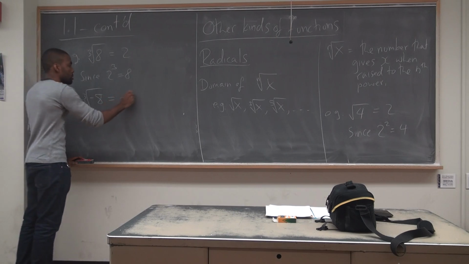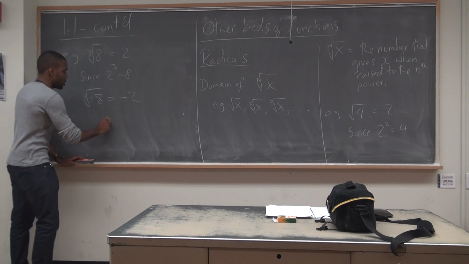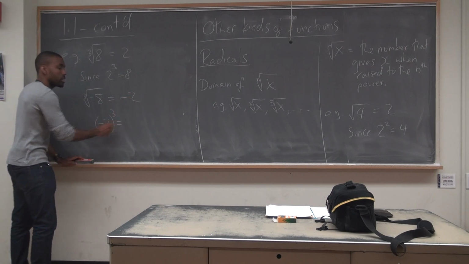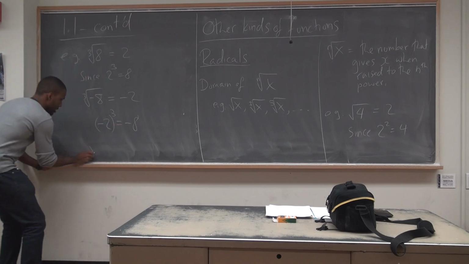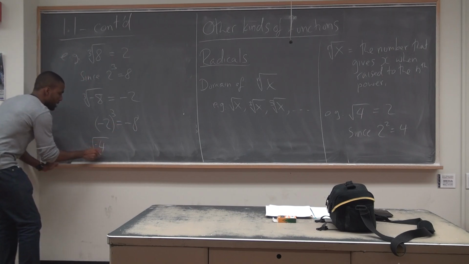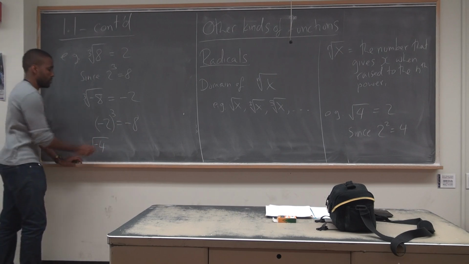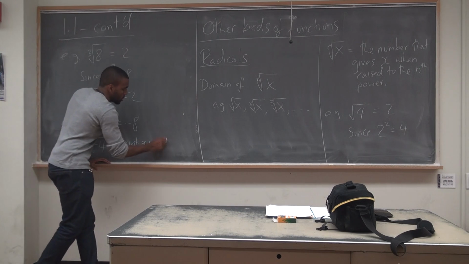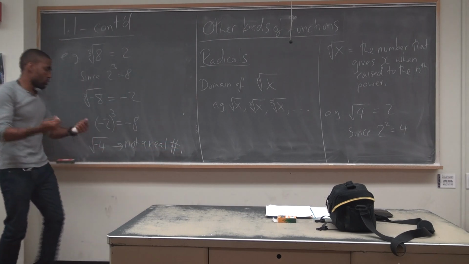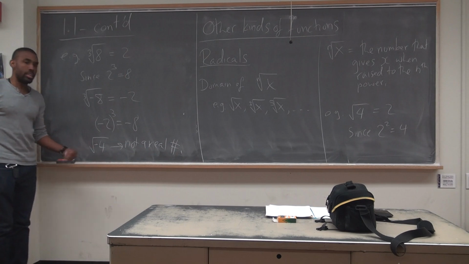Turns out I can. It's minus 2. If I take minus 2 and I cube that, I actually get minus 8. Could I take the square root of minus 4? No. This one, not a real number. There's no number that I can multiply by itself and get a negative.